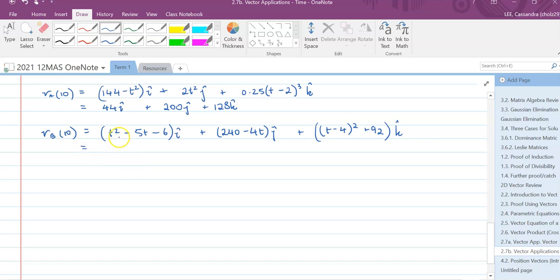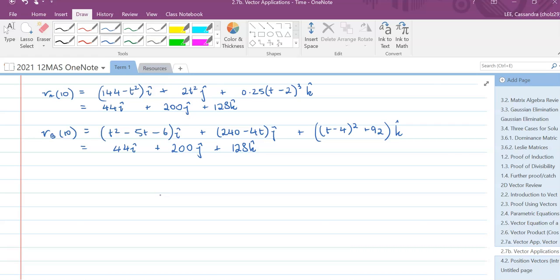So here we have 100 minus 50 minus 6, which is going to give me 44i, plus 240 minus 40j. So plus 10 minus 4 would be 6. 6 squared is 36. 36 plus 92 is going to give me 128k. Okay, so the points do match, and they do actually collide in this case. And this is because they are reaching the same component, the x, y, and z components, or the i, j, k components, at the same time, so when t is equal to 10.